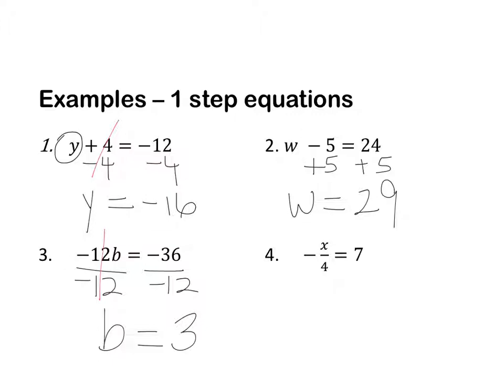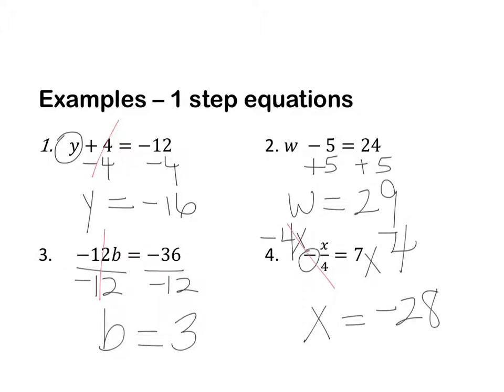Alright, finally, my last example, number 4. I have x over negative 4. I am dividing there when it's written in that format, so I have to multiply each side by not just a 4, because this has a negative in front of it, it has to be a negative 4. This causes my 4's to cancel out, and I'm left with x, and over here, 7 times negative 4 is negative 28. And those are examples of one-step equations.